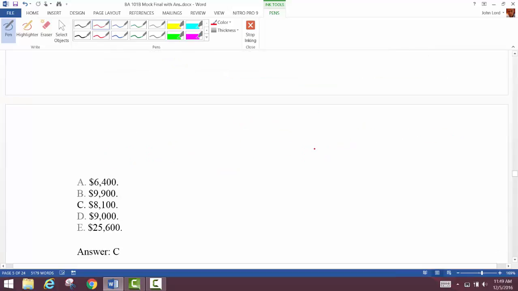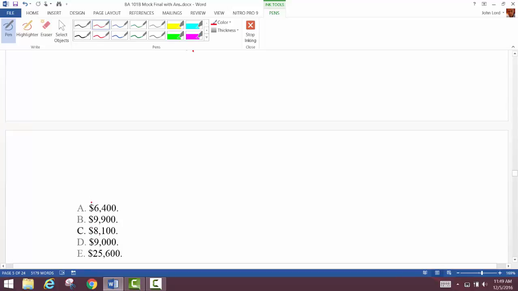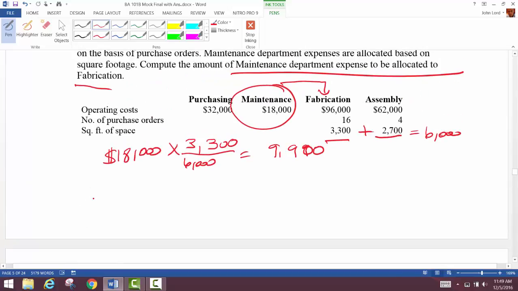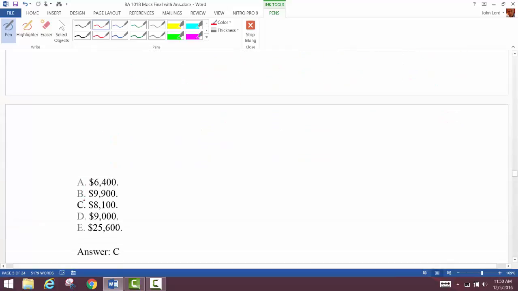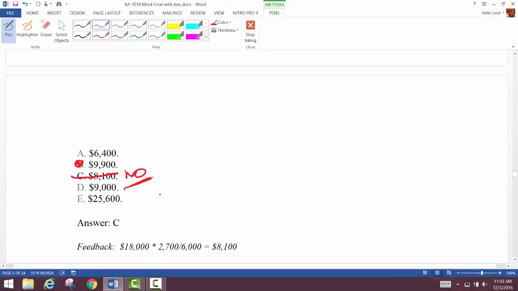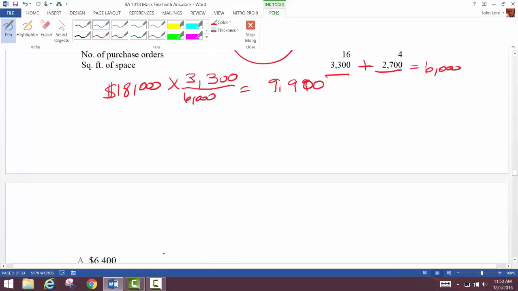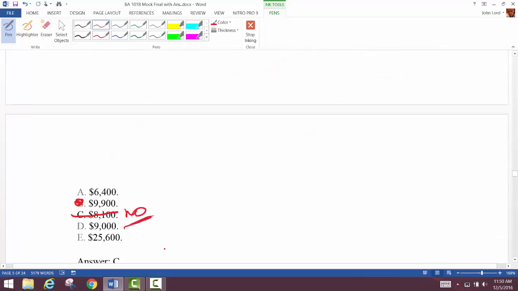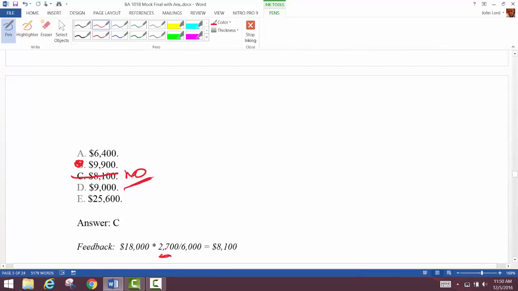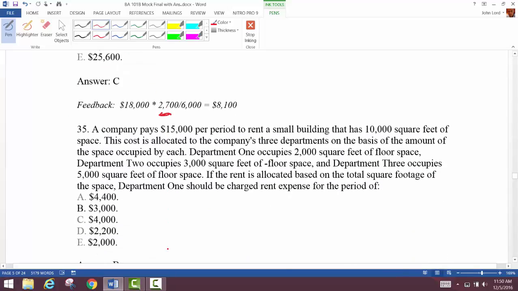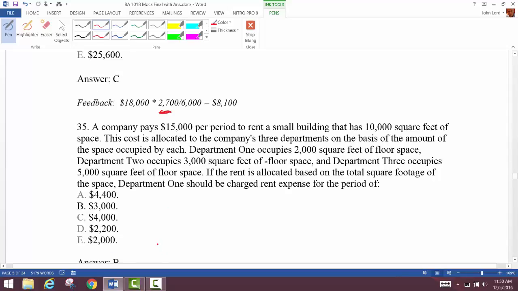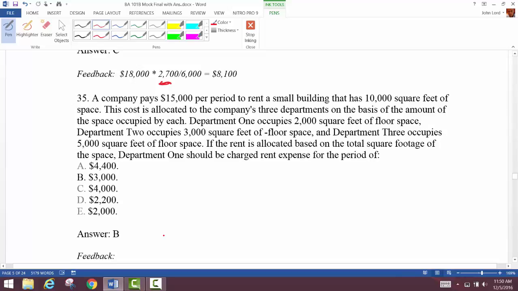Yeah, I think this one, somebody pointed out to me during the test itself that, I don't know why, it gave you the other one. It asked for maintenance, it asked for fabrication, but it gave you assemblies' number. The answer here is not 8,100, it's 9,900. I'm pretty sure that for whatever reason the test bank flipped it. They gave you 2,700, which would have been the other department, assemblies. Question on that? Or it could be when I copied it, I copied the wrong answer that went along with the question. Who knows? But anyway, it's either them or me. Okay.